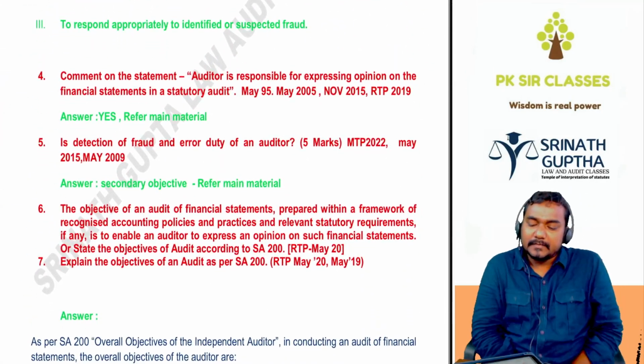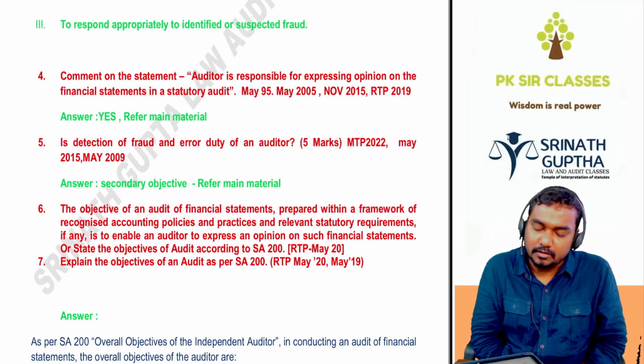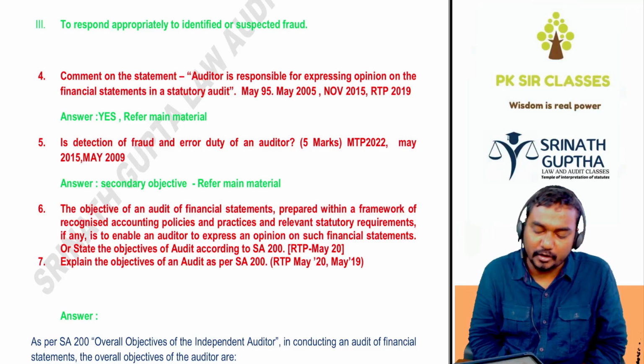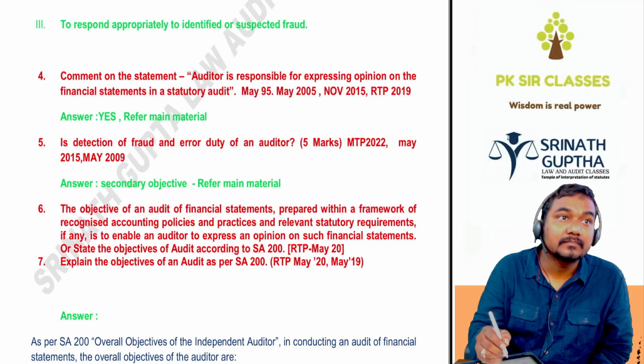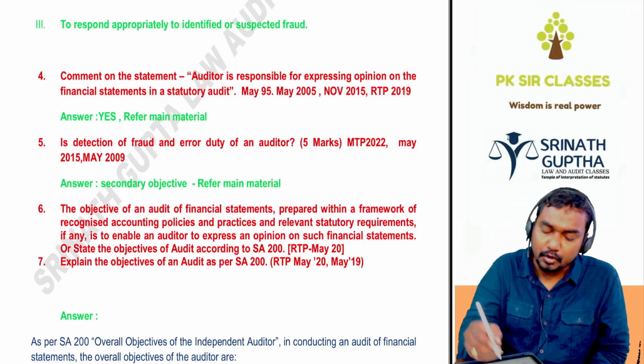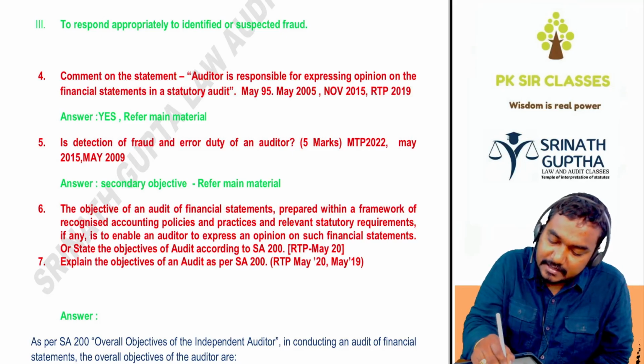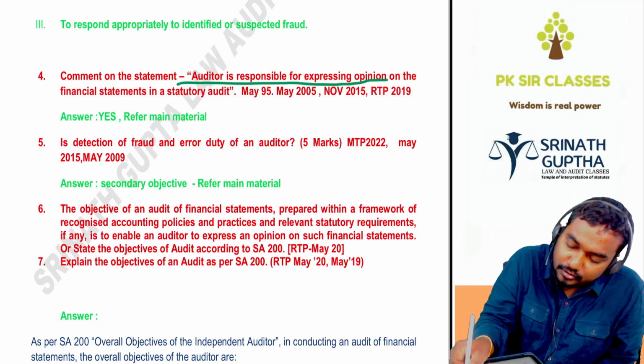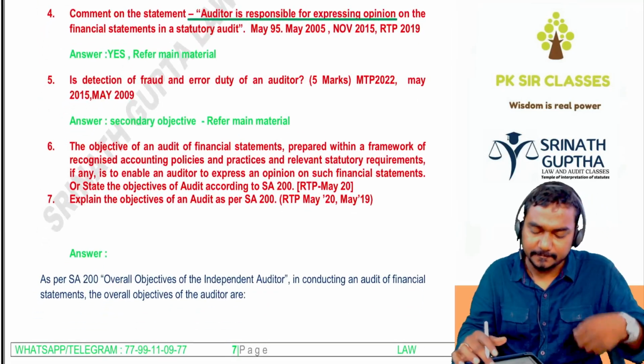Comment on the statement. The auditor is responsible for expressing the opinion on the financial statements in the statutory audit. Yes or no? So we have to write the objectives of the auditor. The objective of the auditor is to express the opinion on the financial statements. Responsible for expressing the opinion. True or false? Bolo bachcho.